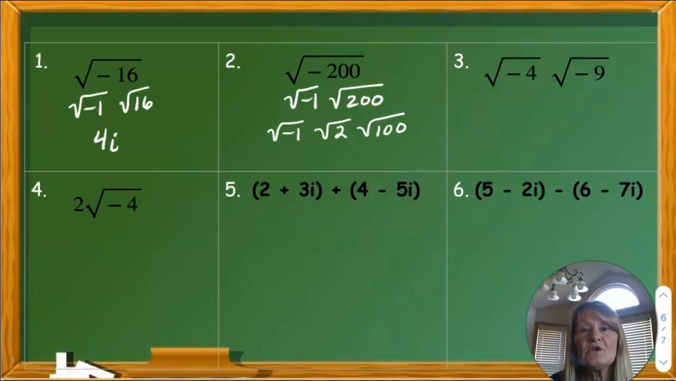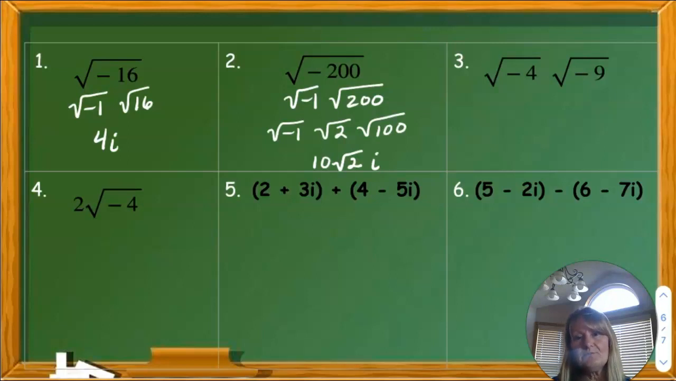So let's look at what we have. We know the square root of 100 is a perfect square. It's 10. We know that the square root of 2 can be simplified. And we know that the square root of -1 is i. Okay? Now, that is the correct way to write it.